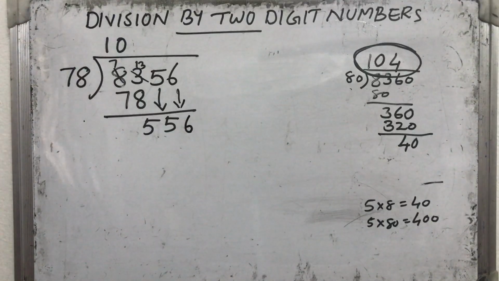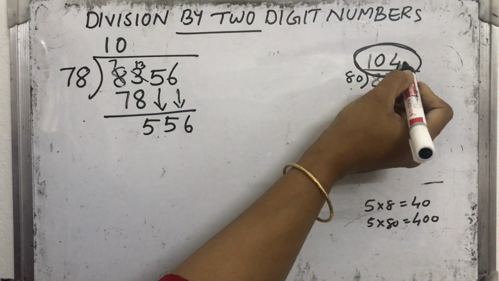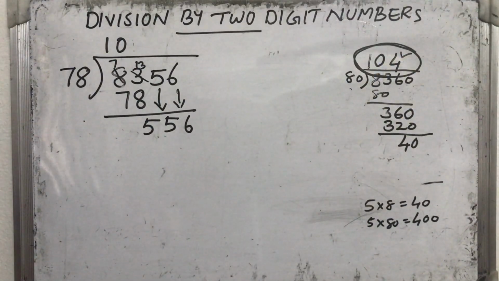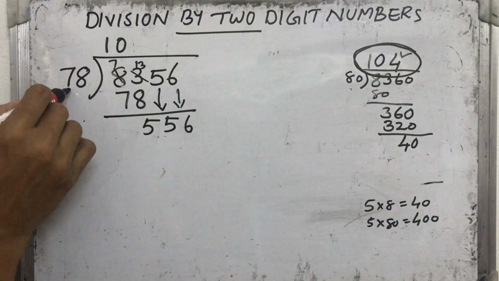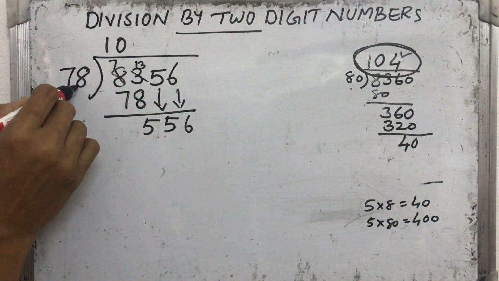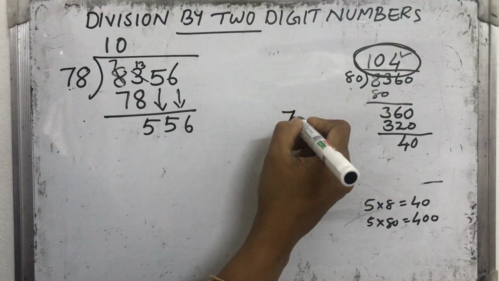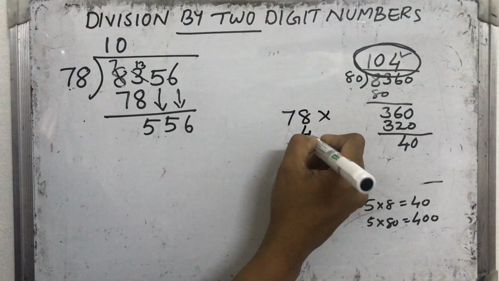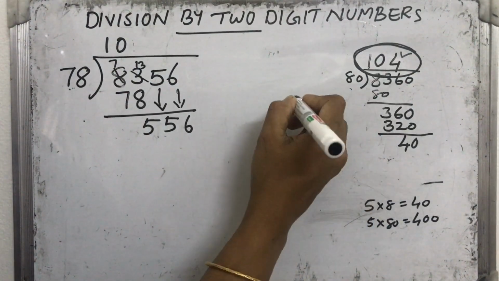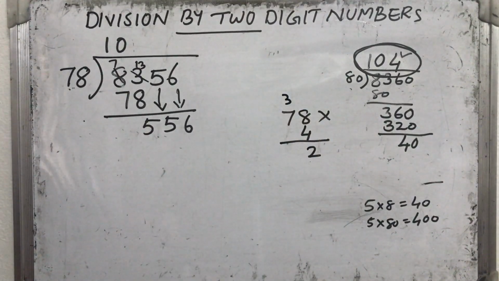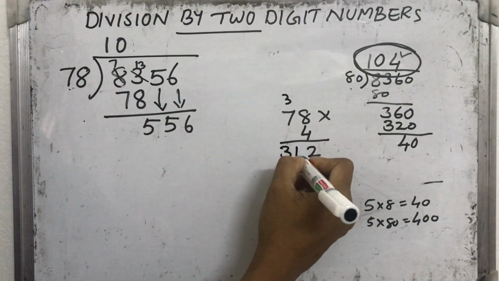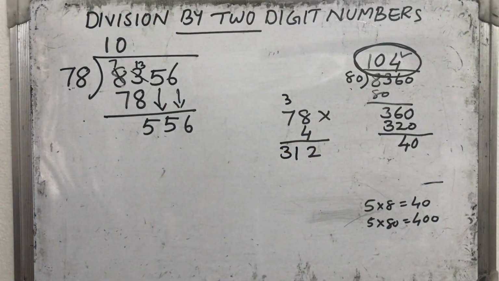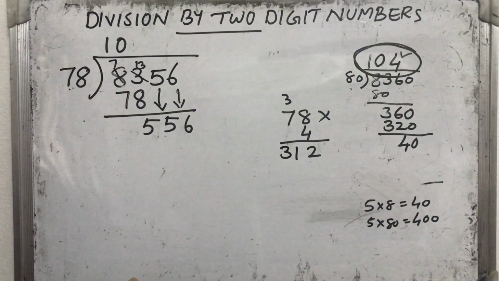Now 556. In this division, the last digit we got in the quotient was 4. Now we check what answer we will get when we multiply 78 with 4. 4 into 8, 32, carrying 3. 4 into 7, 28 plus 3, 31. That's not nearest to 556.